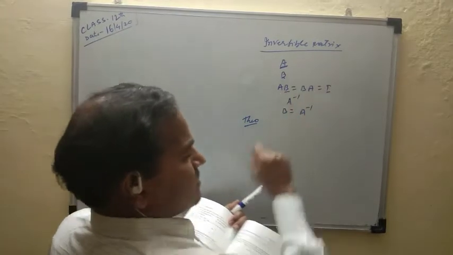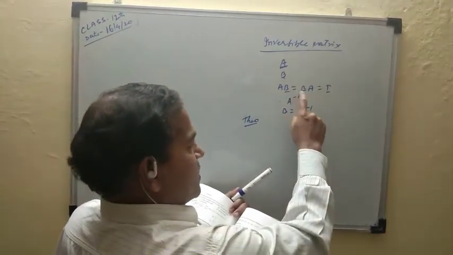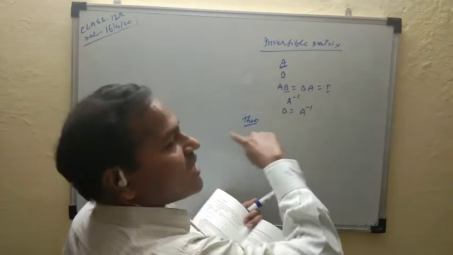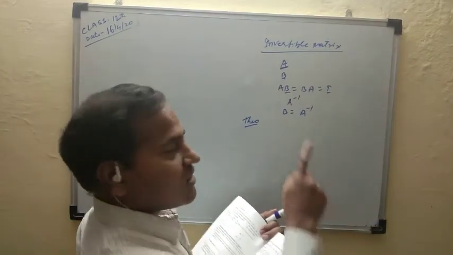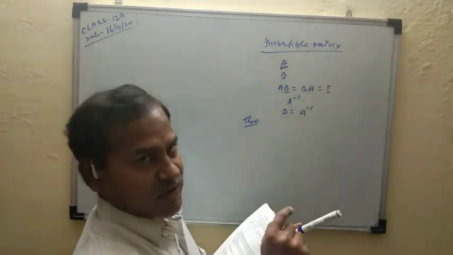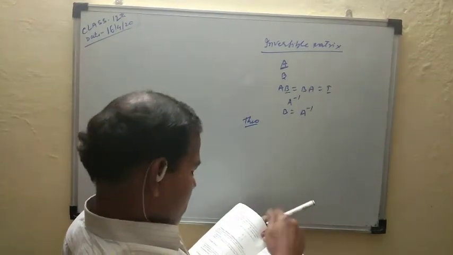In that case, B is the inverse of A and A is the inverse of B. In both cases, A is the inverse of B and B is also the inverse of A. Okay. So theorem number 3.